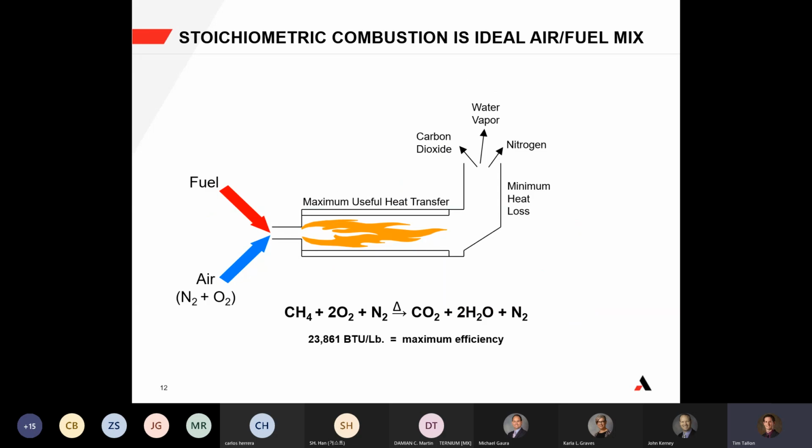Just to highlight that, I'll give you a few more slides to paint that picture a little bit more clearly. In the perfect world, we have stoichiometric combustion, where we have the perfect ideal mixture of fuel and oxygen, in this case methane and oxygen, to react to form carbon dioxide and water. That provides the maximum efficiency you can have. 100% of the carbon is converted directly to carbon dioxide, no ppm combustibles in the middle, and you have maximum efficiency.